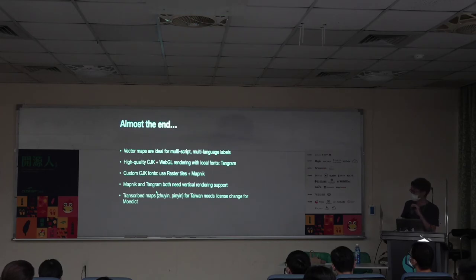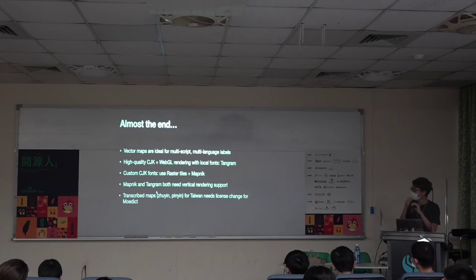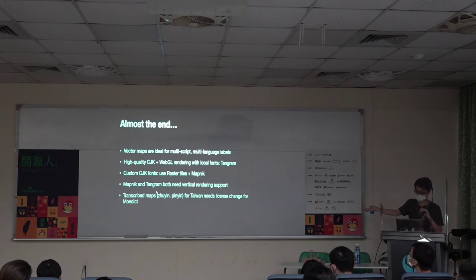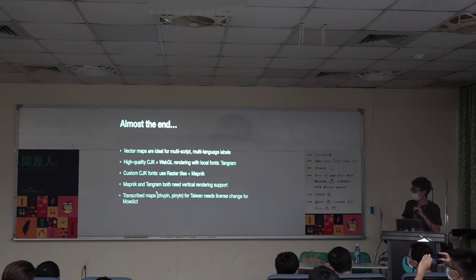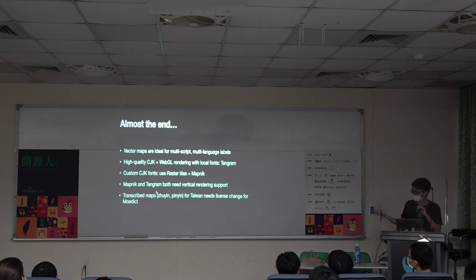So, second to last slide. Just as a summary of everything I've talked about, vector map tiles are ideal for multi-script, multi-language labels. If you need high quality CJK rendering in WebGL, and you're limited to local fonts only, you should check out Tangram. If you have custom CJK fonts, raster tiles are still a good solution, and we should work more on making CJK work well in MapMic with things like vertical rendering support. And these transcription apps that I'm talking about might need some kind of license change in 蒙辩.